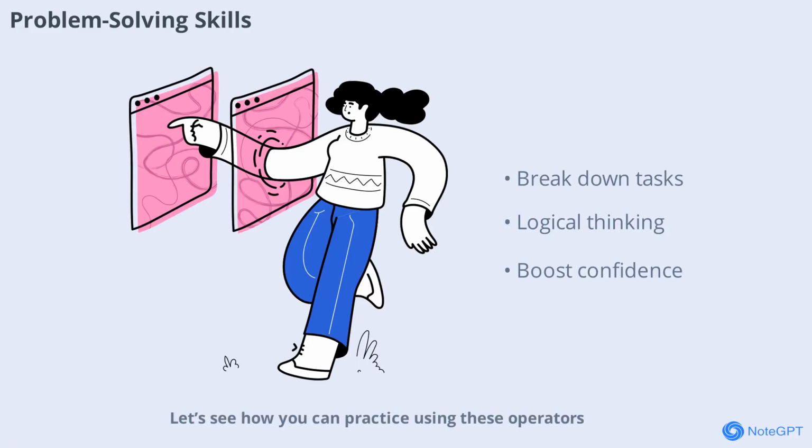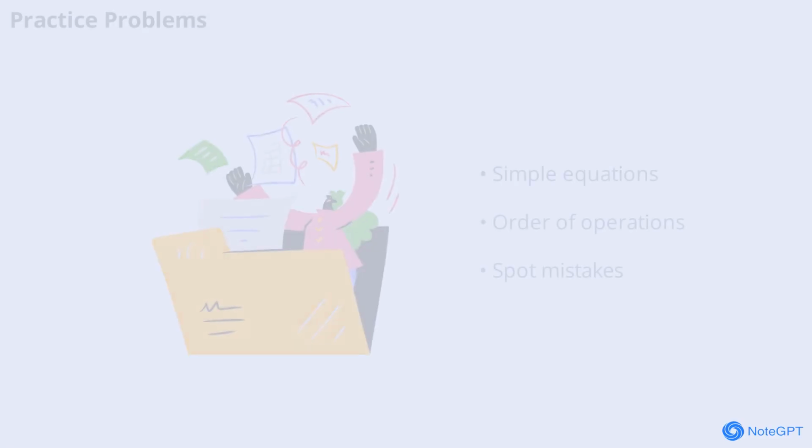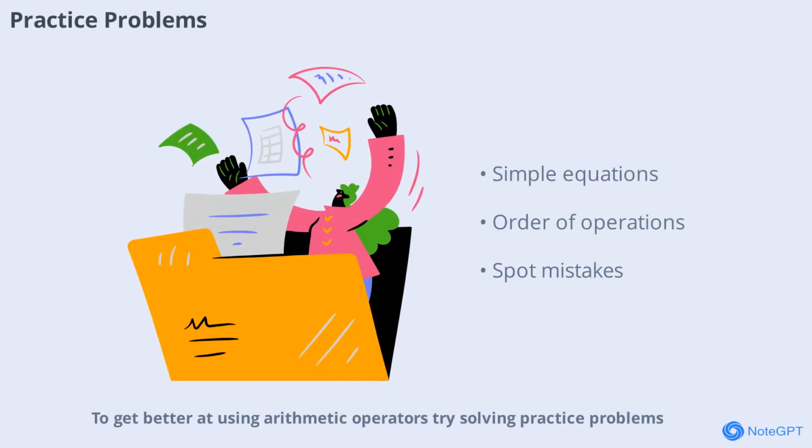Let's see how you can practice using these operators. Get better at using arithmetic operators. Try solving practice problems. Start with simple equations like 7 plus 5 or 12 minus 4, then move on to more complex ones like 3 plus 2 times 4. Practice helps you remember the order of operations and spot common mistakes. The more you practice, the more comfortable you'll become with arithmetic.